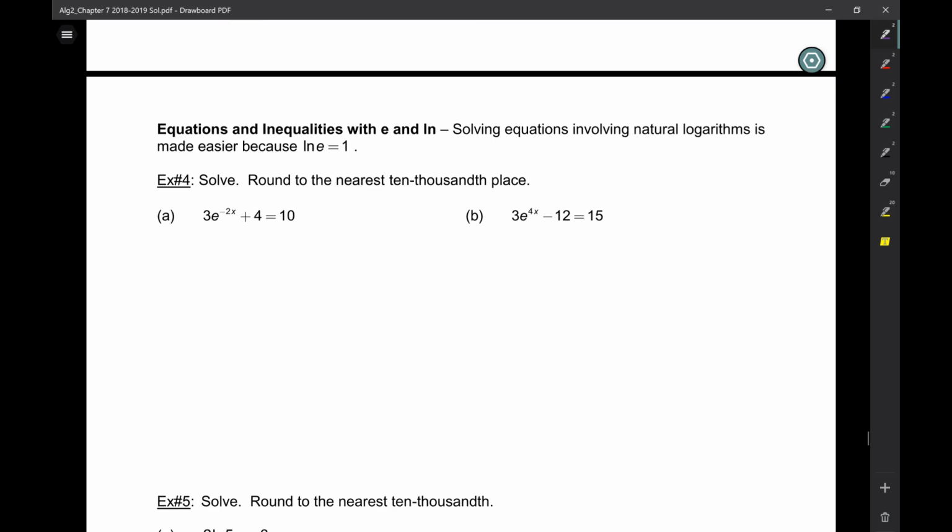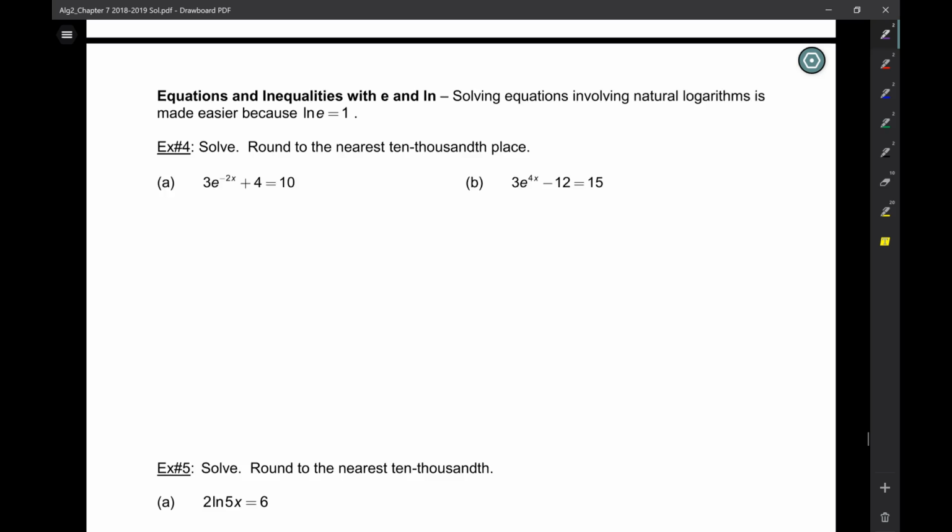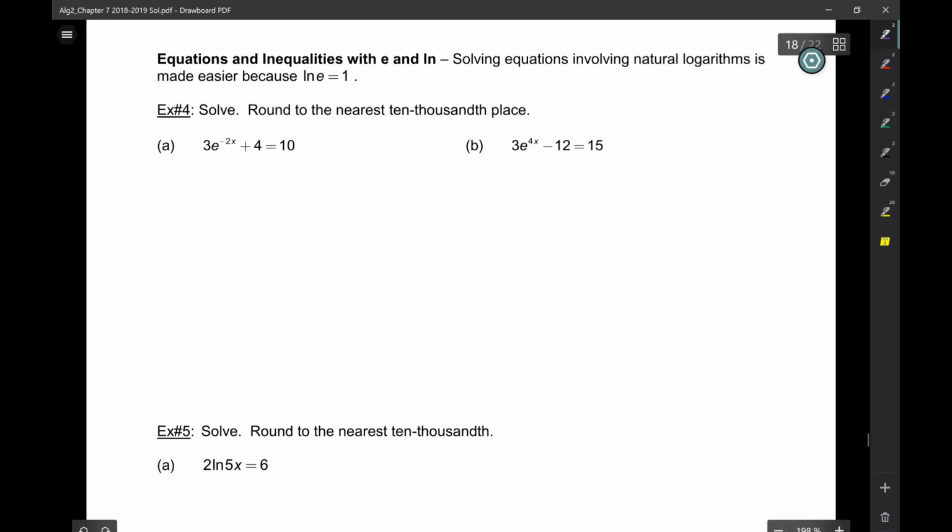All right, we're going to solve some exponential equations, same way as we did with the other bases. e is just another base. So if I want to solve for x, first I want to get rid of this 4, right? So I'm going to do minus 4. 3e to the negative 2x equal to 6. And now divide by 3. e to the negative 2x is equal to 2.